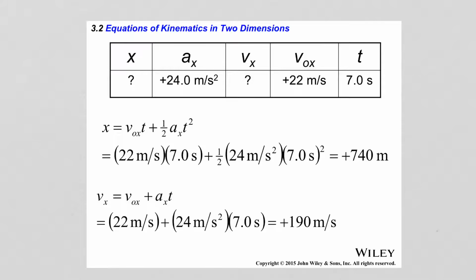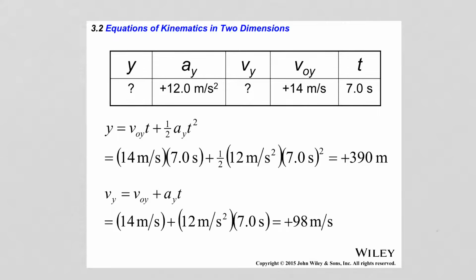I also want to find the x component of the final velocity of this spacecraft after 7 seconds. So this kinematic equation here will give me that answer. So Vx is equal to V0x plus ax times t. Substituting the values in the formula gives me the final answer, which is 190 meters per second in positive x direction.